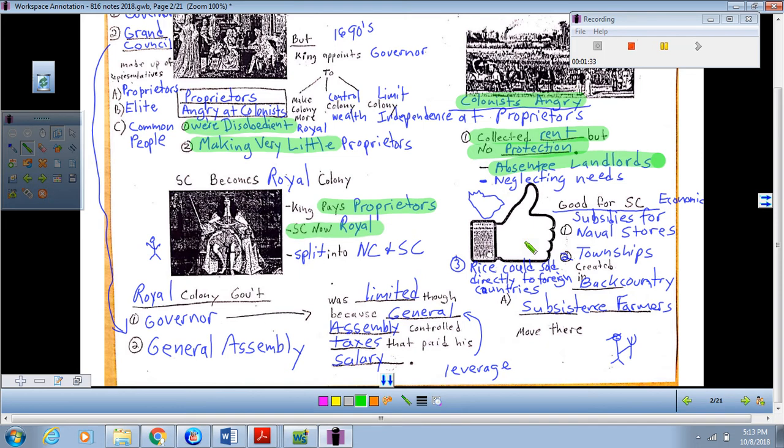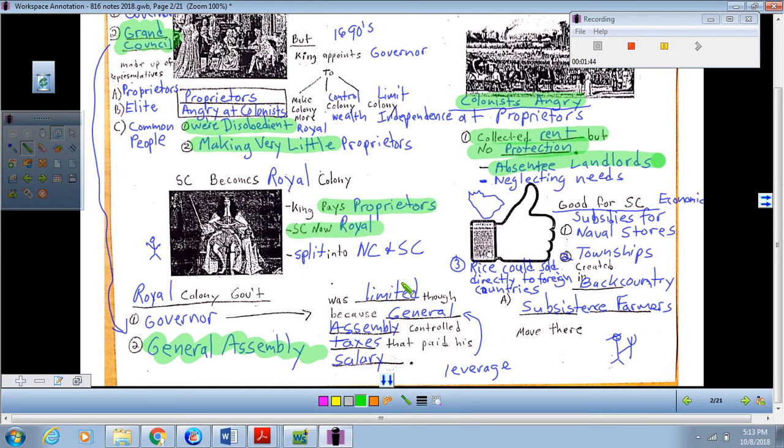Now, when he does this, the government of the Carolinas changes slightly. The Grand Council becomes the General Assembly, and the king appoints the governor. But the governor's power was limited because the General Assembly controlled his taxes.